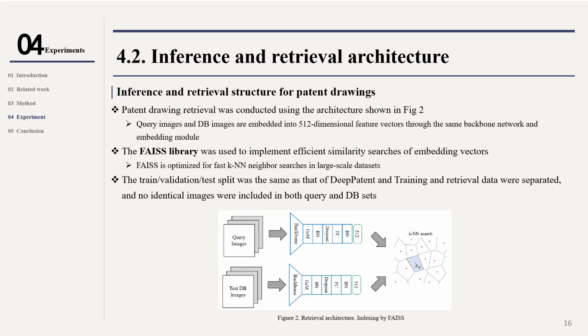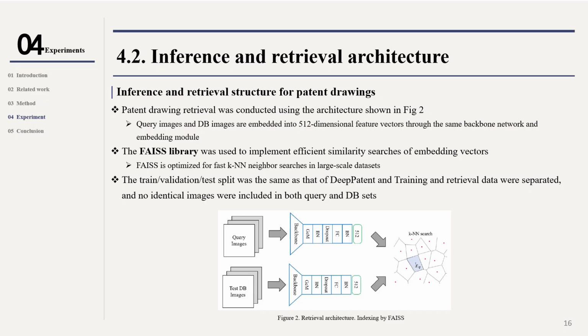Patent drawing retrieval was conducted using the architecture shown in Figure 2. Query images and DB images are embedded into 512-dimensional vectors through the same backbone network and embedding module. The FAISS library was used to implement efficient similarity searches of embedding vectors. FAISS is optimized for fast KNN searches on large-scale datasets.